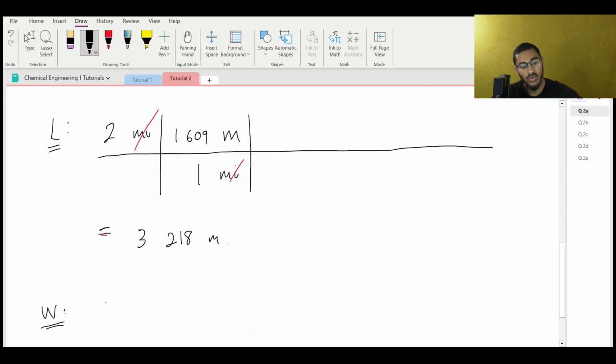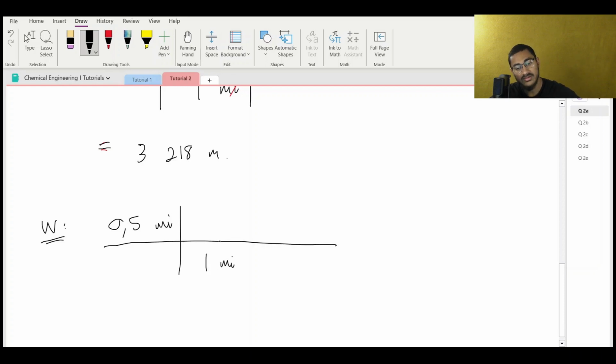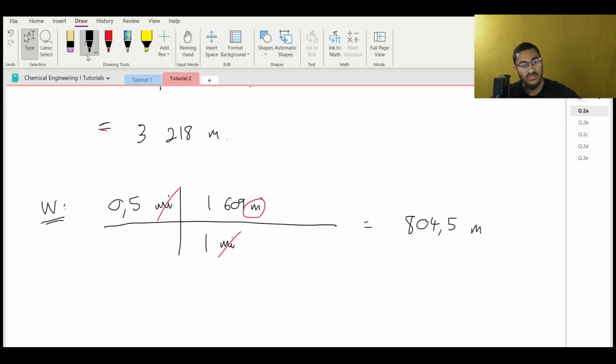Okay, let's talk about the width. So the width of this was half a mile wide. Remember? So this is 0.5 miles. And remember that 1 mile is simply 1,609 meters. And so that is going to equal 804.5 meters. And you can double check, cancel the units, and I'm only left with meters. Now let's sort out this thickness.